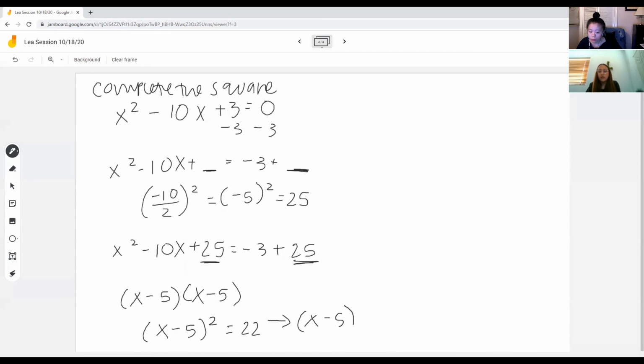Yeah. So the teacher will probably prefer this way just because if you notice, this is the vertex form of a quadratic equation, right? So if you were to find the vertex of this, what would it be? Wouldn't it be 5, negative 22? Yeah.